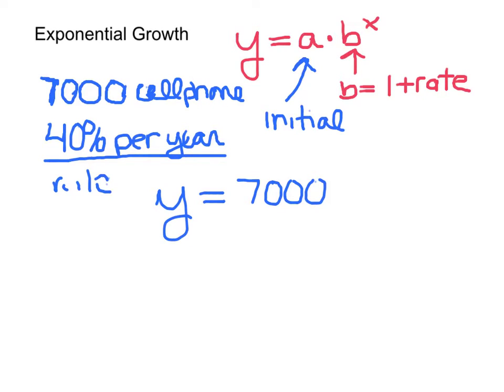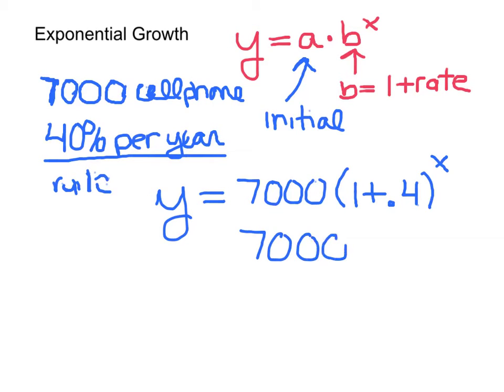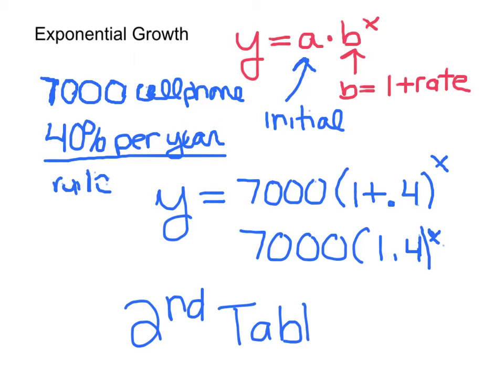What I fill into the equation is not the rate, but the growth factor. And so the growth factor here would be 1 plus 0.4 to the x. And so my equation for exponential growth would be 7,000 times 1.4 to the x. And you can enter this type of equation in on your calculator and find out how many are in the first year, the second year, the third year, by hitting second table. If you have a graphing calculator at home, try that. And check out how many cell phones you'd have after 1 year or 2 years or 5 years or 10 years.